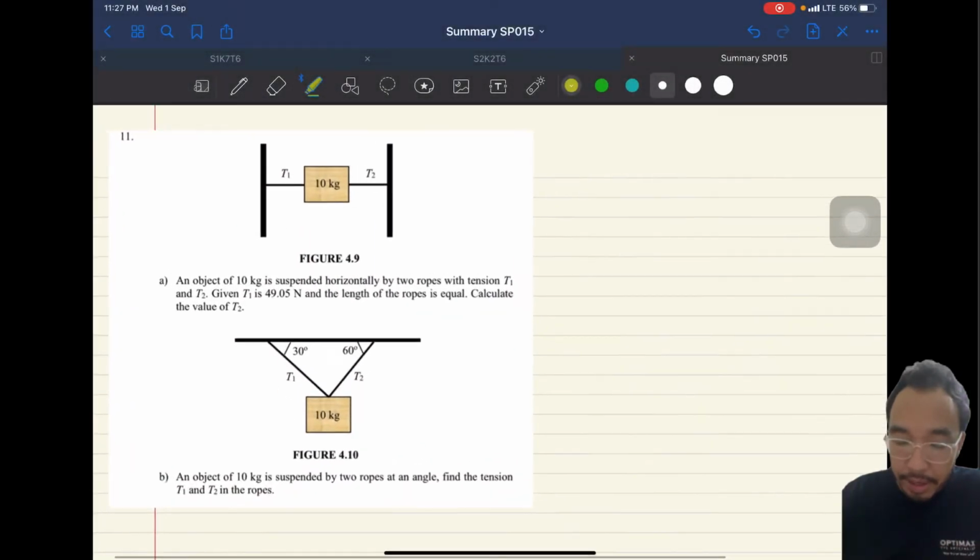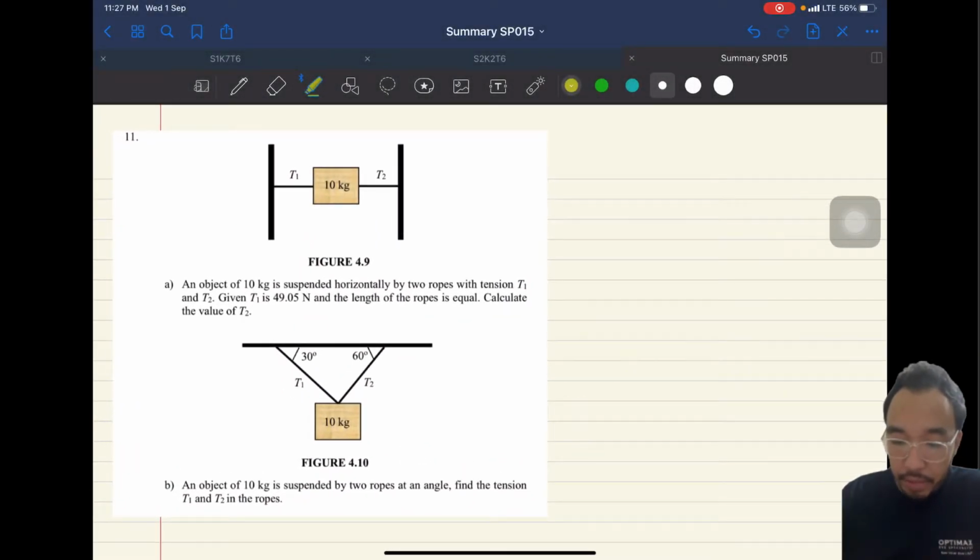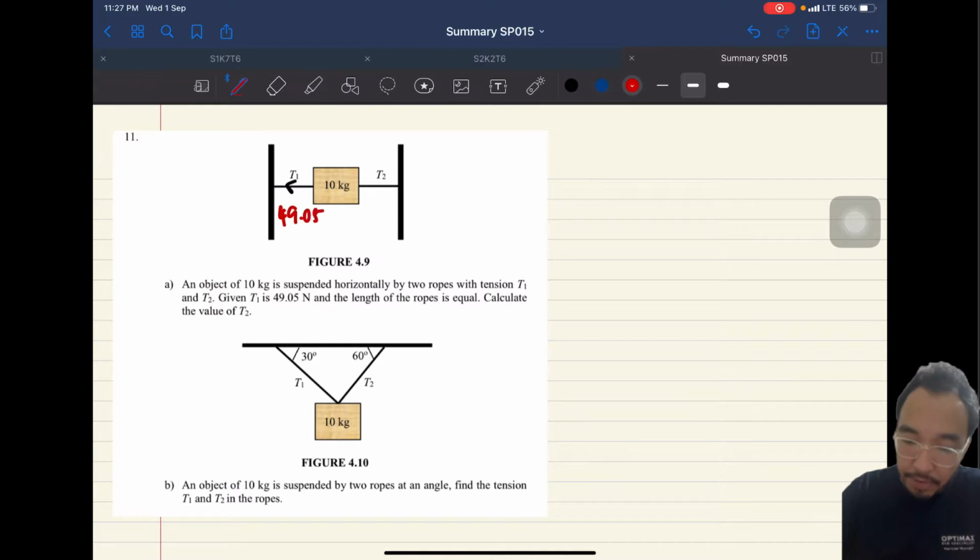Okay, question 11. They give you a situation where you have an object suspended horizontally by two ropes, T1 and T2, given that T1 is equal to 49.05. They did give you the value of T1, and the length of the ropes is equal. Calculate the value of T2.